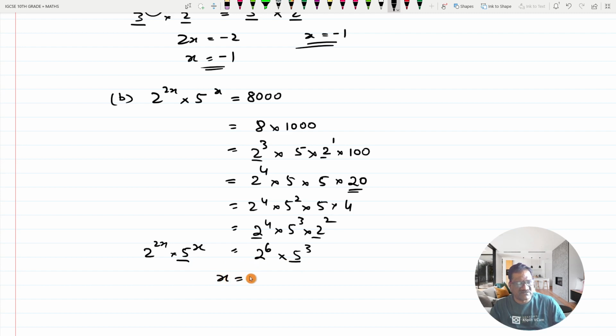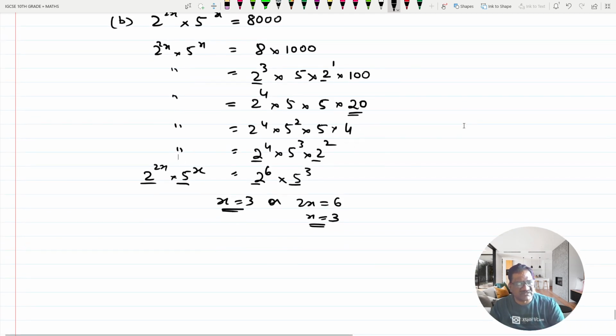So I can write x equal to 3. And if I want to compare using the base as 2, I can write 2x equal to 6. This will also give me x equal to 3. So my answer for the B question is x is equal to 3. Okay. So I can write here 2 raised to 2x into 5 raised to x. That was sub question B.